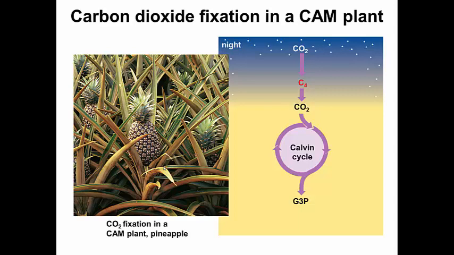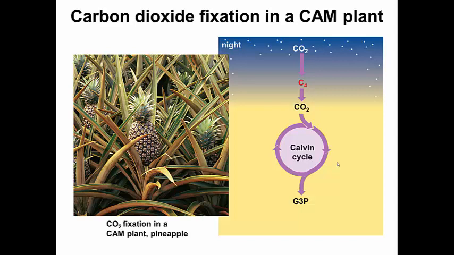The downside is they cannot carry out the light reactions at night, and so they have to wait for the sun to come up to carry out the light reactions. This means they store the carbon dioxide in this C4 molecule. When the sun comes up, they start to run the Calvin cycle when they have the NADPH and ATP produced by the light reactions. So this is good and bad. It's good because it allows them to live in very dry environments. They only open their stomata at night. They lose very little water.